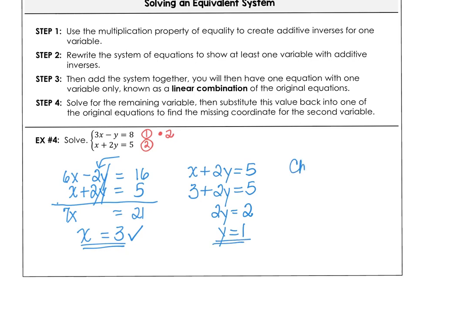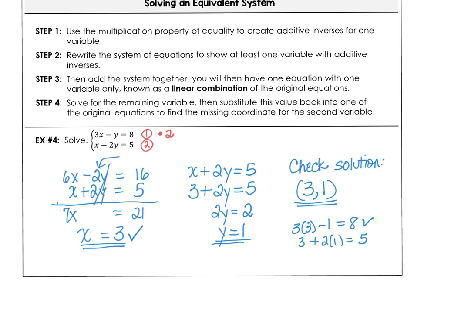So you want to check your solution to make sure that your ordered pair actually is true for both equations before you say this is my answer. So I know 3 times 3 is 9, minus 1 is 8, that's true. And 3 for x plus 2 times 1 is 2, and 3 plus 2 is 5, and that's true. So then you know you've done your work correctly before you move on.